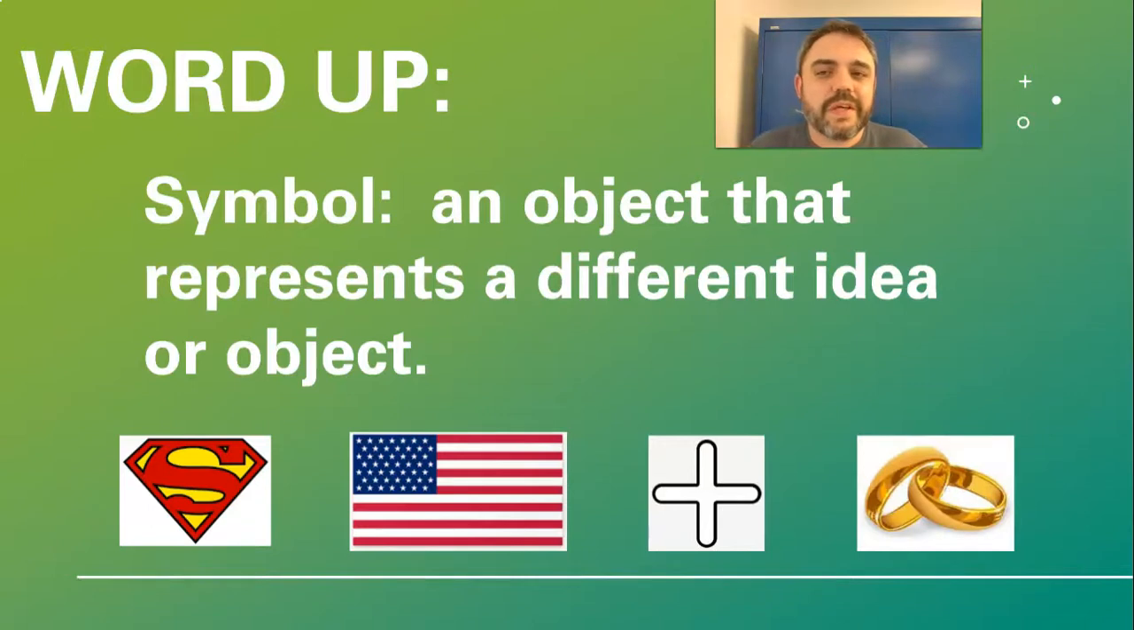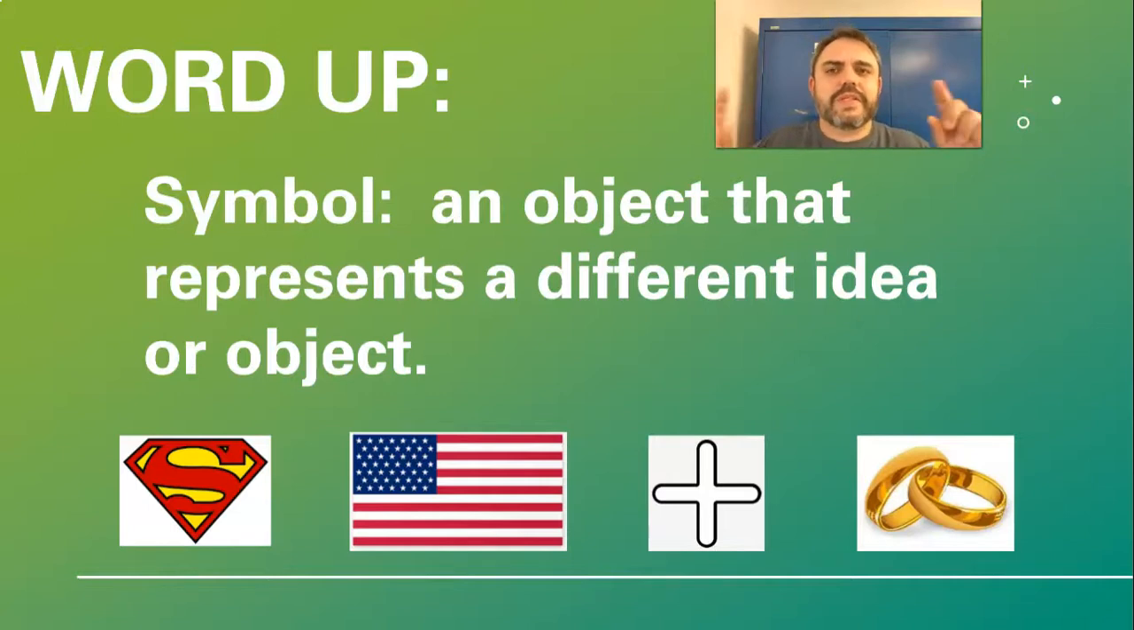And even something like a wedding ring, like your moms and dads and parents out there may have a wedding ring on. That's a symbol of those 2 people's commitment to each other. So those are just some everyday symbols that we may see.